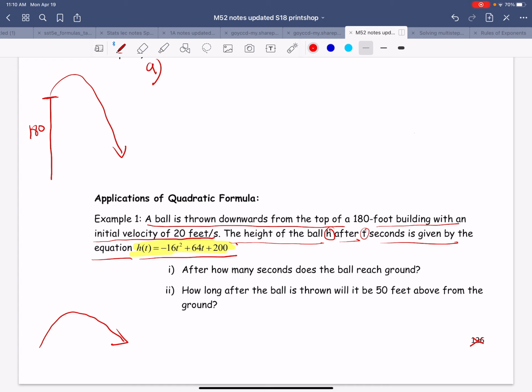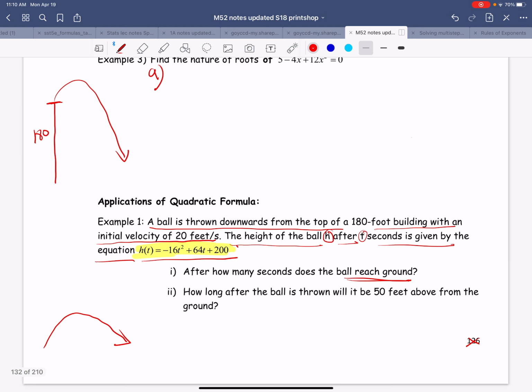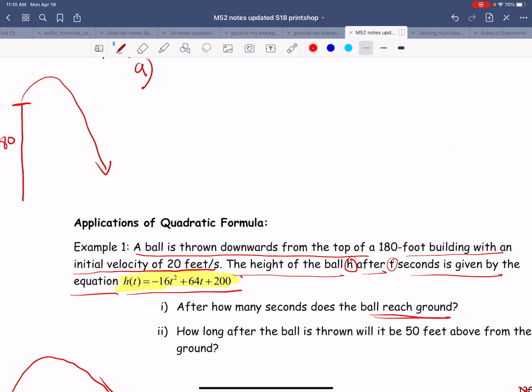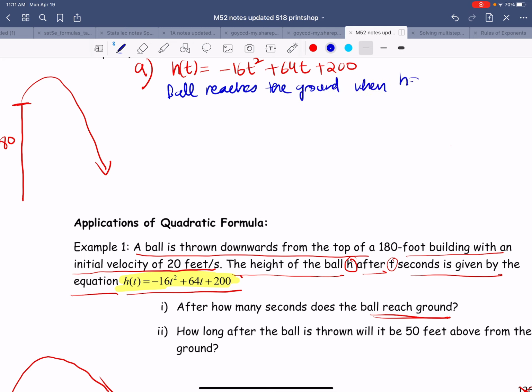Part A of the problem says, after how many seconds does the ball reach the ground? So ball reaches the ground when the height is equal to 0. So I'm going to start with the function h of t equals negative 16t squared plus 64t plus 200. When the ball reaches the ground, the height is 0. So I'm going to replace the height by 0 and go ahead and solve this equation.